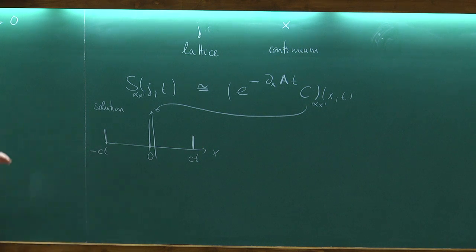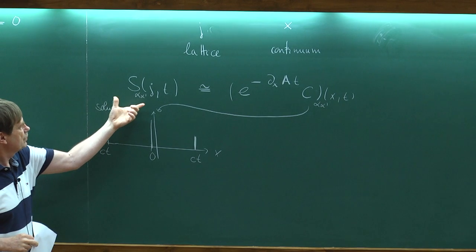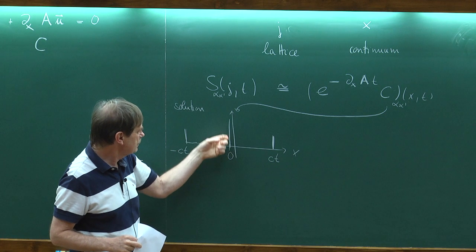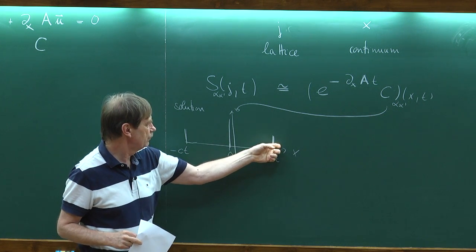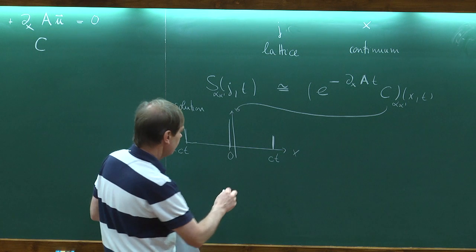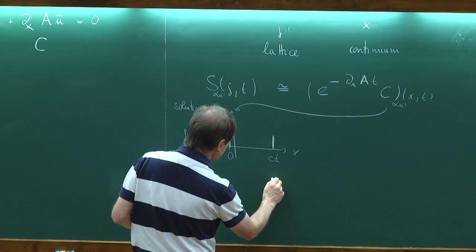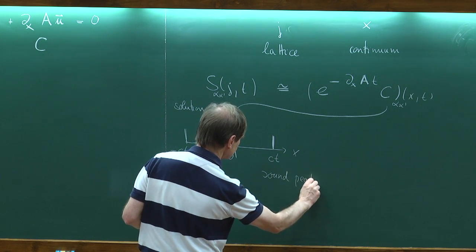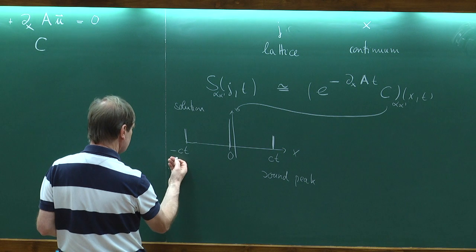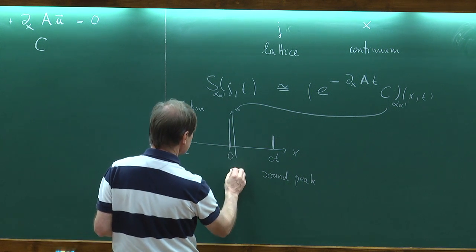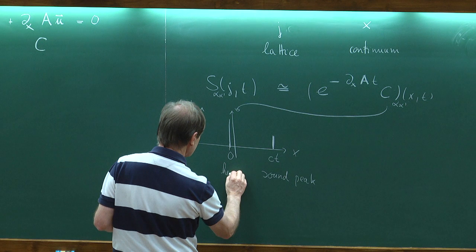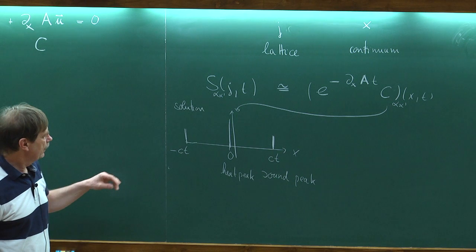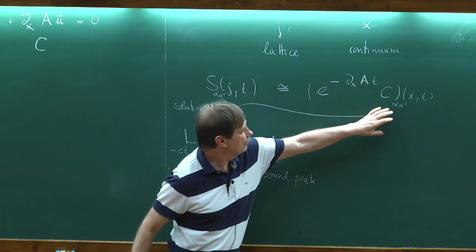So all I'm saying is that on the level of the linearized approximation, the approximation I will find to my correlator simply consists of 3 peaks: one sitting still at the origin, one peak moving to the right, one peak moving to the left. The one moving to the right I will call the right sound peak, and the one moving to the left is, of course, the left sound peak. And this one, which is standing still, by traditional name, is called the heat peak.